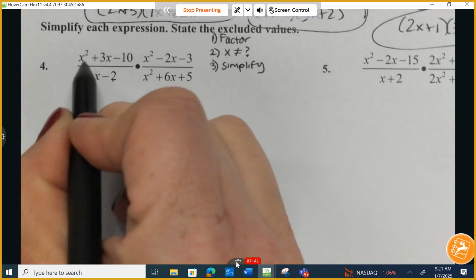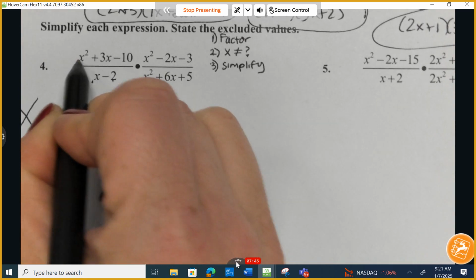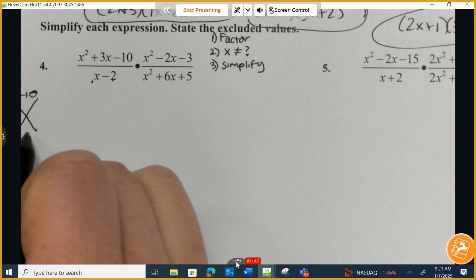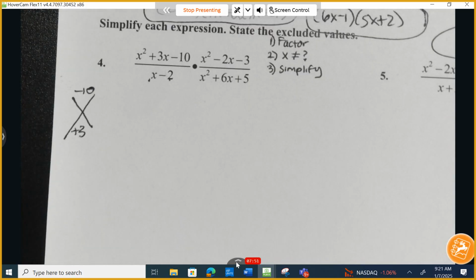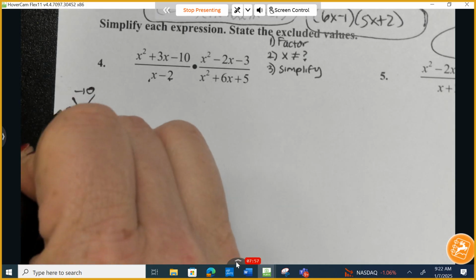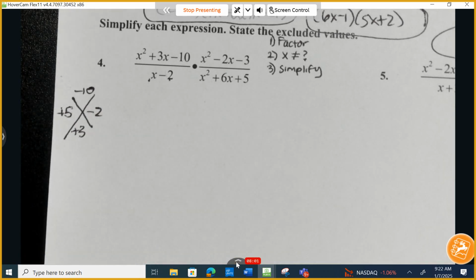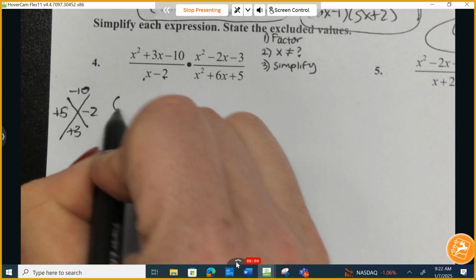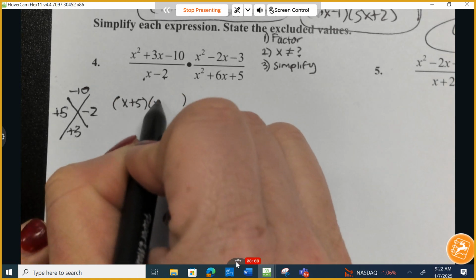This is an easier one to do. So you ready? I get started here. I make my little x off to the side. 1 times -10 is -10, and I'm asking myself, what two numbers multiply to equal -10 and combine to equal +3? That would be 5 and 2. I can see it has to be different signs. The 5 is positive and the 2 is negative. All right. So I make my parentheses, and I write x plus 5 and x minus 2.